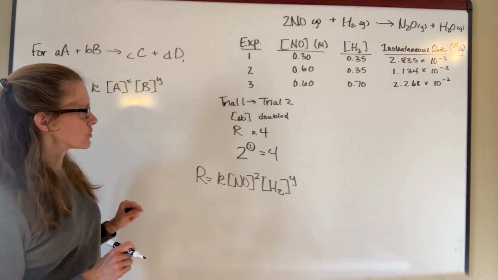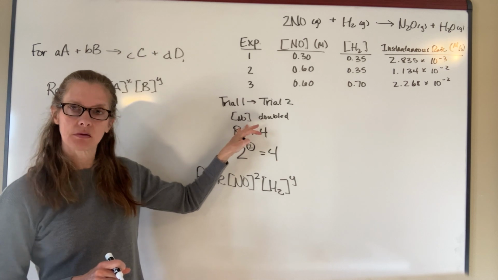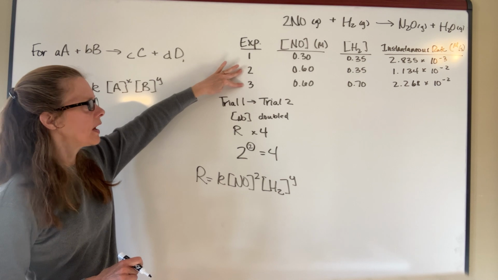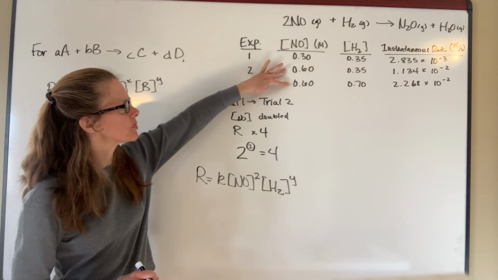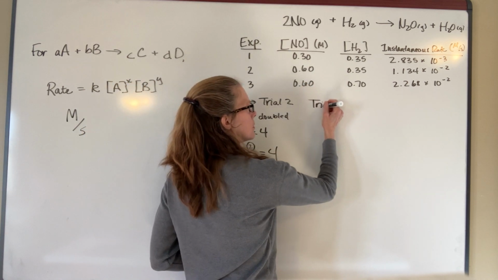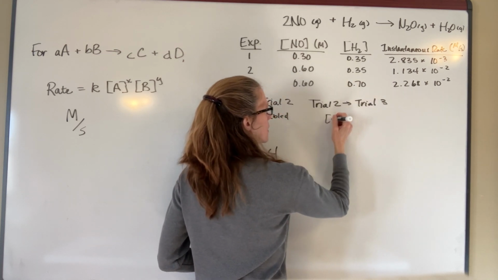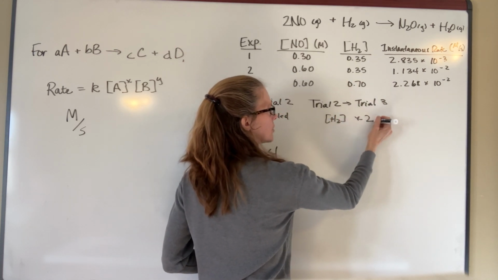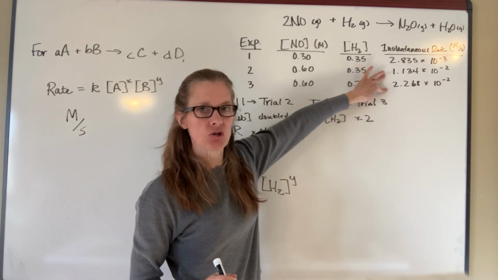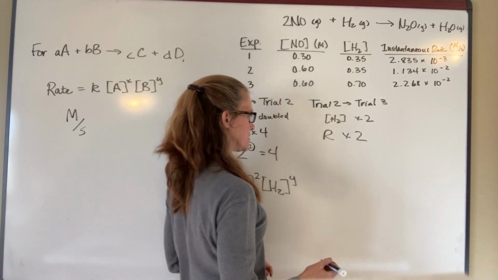Okay, now let's look at another trial and see if we can find one where the nitrogen monoxide is held constant, but the hydrogen changes. Well, that's going to be the same between trials 2 and 3. Here you can see that this one stays the same, but now this one is doubling. So from trial 2 to trial 3, the concentration of H2 doubles. What happens to the rate? Well, this one's probably a little easier to see just by looking at it, but here you can see that the rate is also going to double.